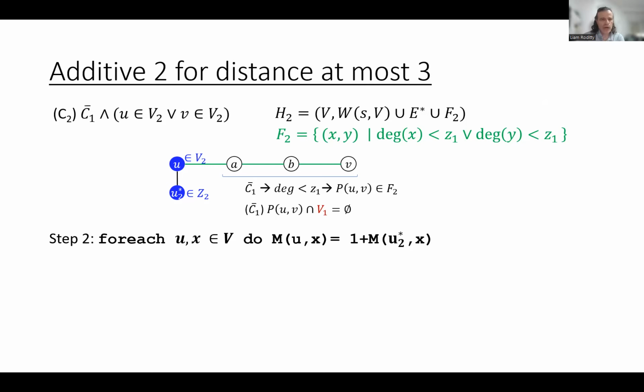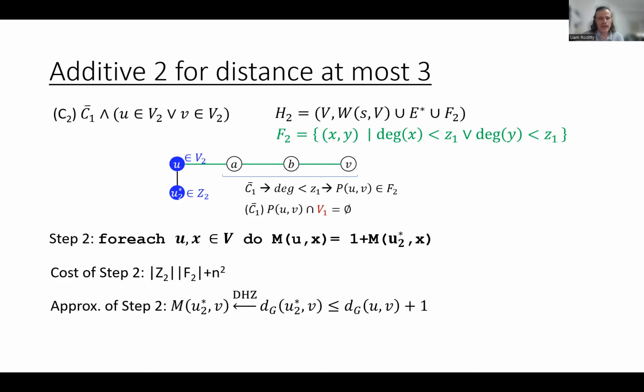And what we now have to do is just to improve the distance, the estimation that we have for U. So we do it by taking the distance from the vertex that hit U and add 1 to it. This is the cost, and this is the approximation.